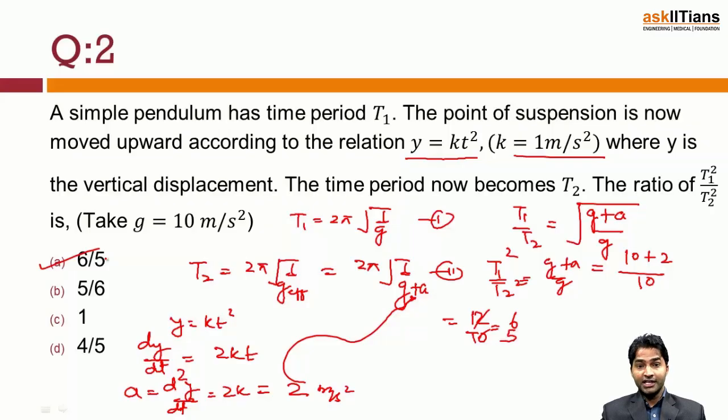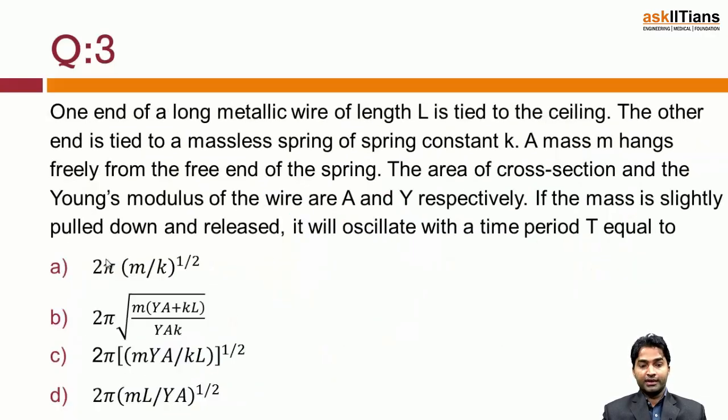We will proceed. T1 upon T2 is equal to √((g + a)/g). Squaring both sides, we are getting (10 + 2)/10, that is equal to 6 by 5, and option A is the correct choice. Now, question 3.